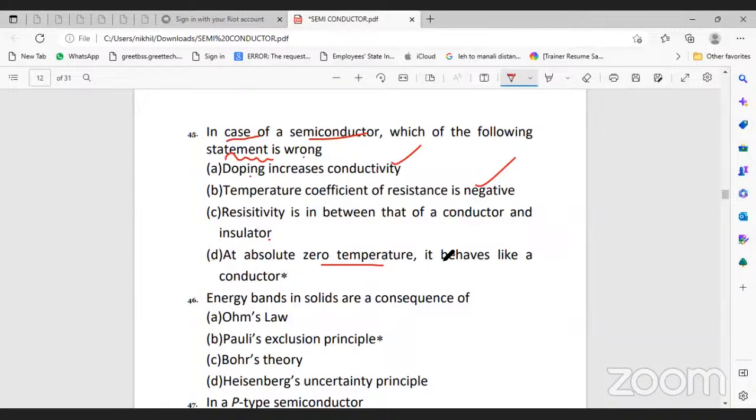At absolute zero temperature, it behaves like a conductor? No. At absolute zero temperature, the semiconductor will behave like an insulator, not a conductor. So it is the wrong statement. Option D is wrong.